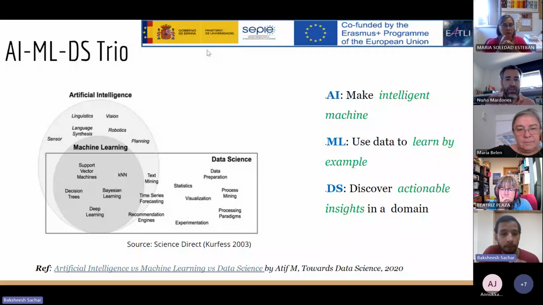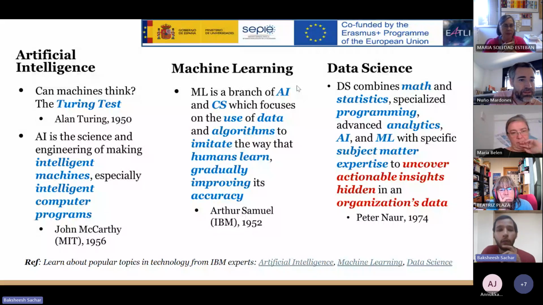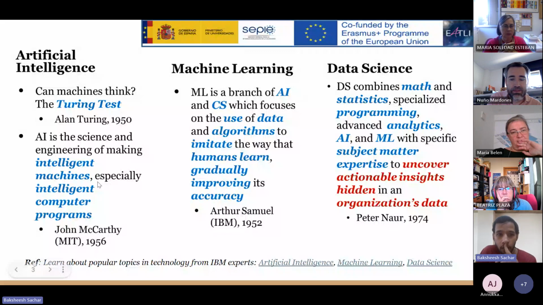Moving on. These are some references of how these fields have emerged over the past years. The larger question: some of you might have heard of the Turing test. Alan Turing is a renowned scientist who worked on the Turing test, and the whole idea was about whether machines can think, whether we can give data to machines and they can think.